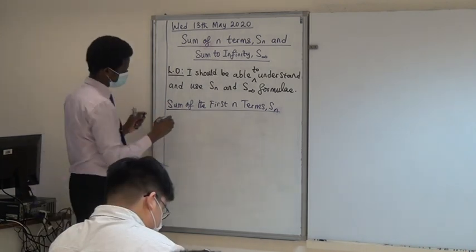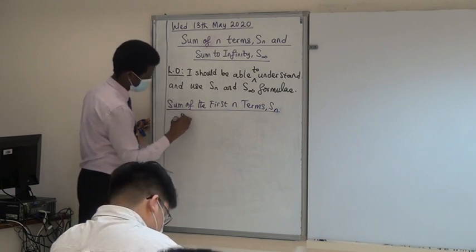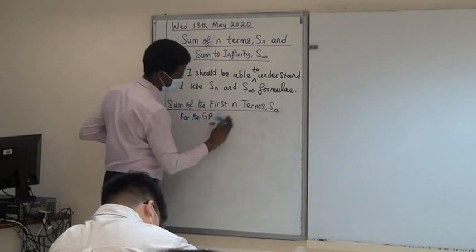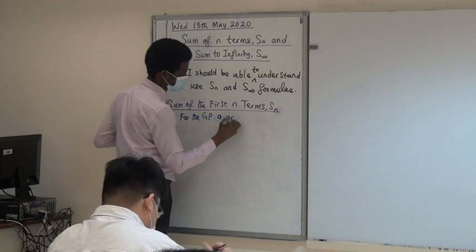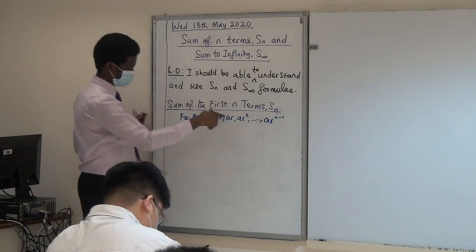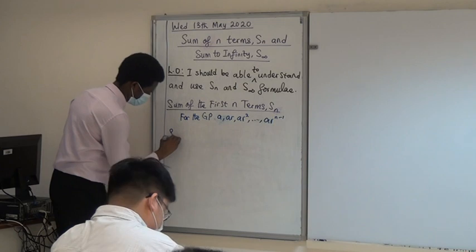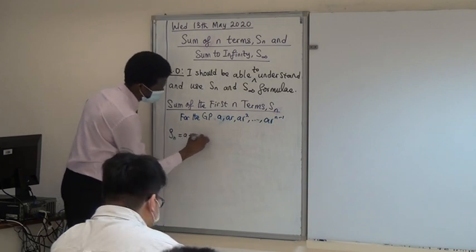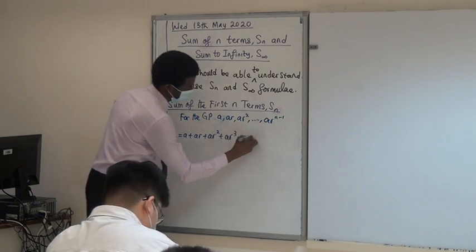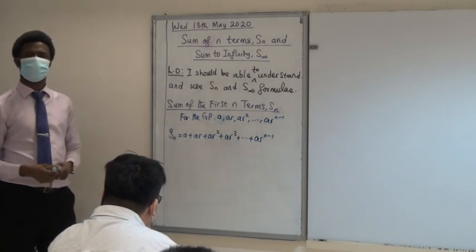Okay, so let's write for the GP: A, AR, AR squared, up to AR^(n-1), because there are n of these, right? Which has n terms. Sn will be A plus AR plus AR squared, of course, plus AR cubed. It continues up to AR^(n-1). Okay?